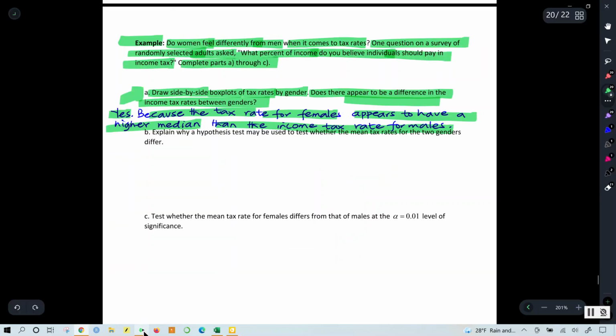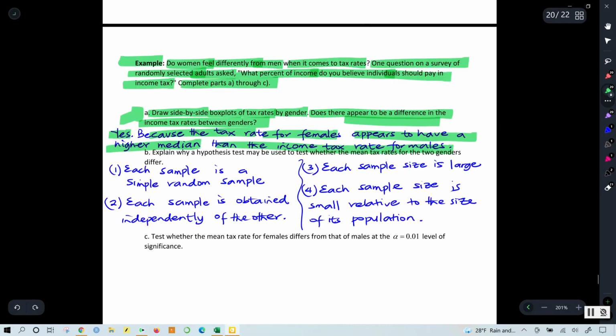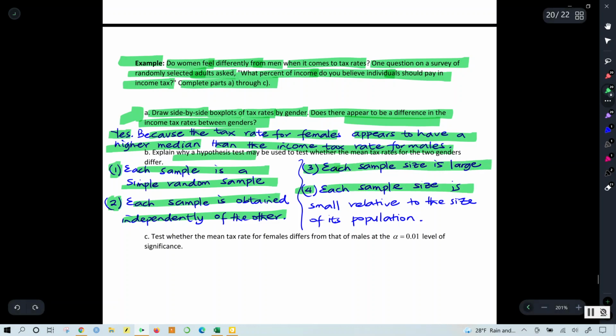All right, then based on that, let's see. Explain why a hypothesis test may be used to test whether the mean tax rate for the two genders differ. The reasons are as follows. 1. Each sample is a simple random sample. 2. Each sample is obtained independently of the other. 3. Each sample size is large. 4. Each sample size is small relative to the size of its population.